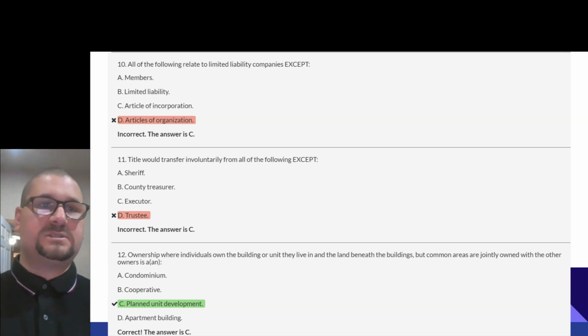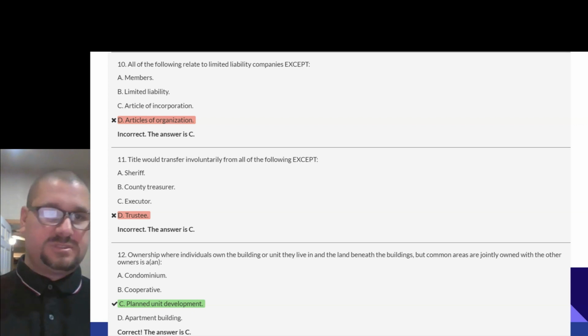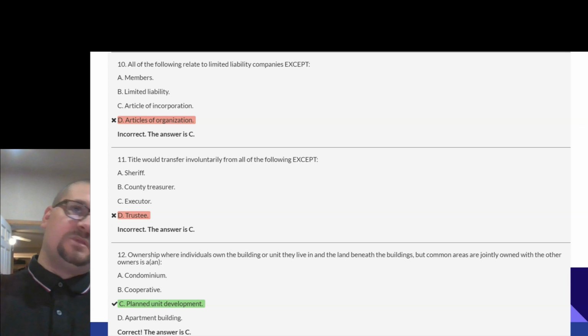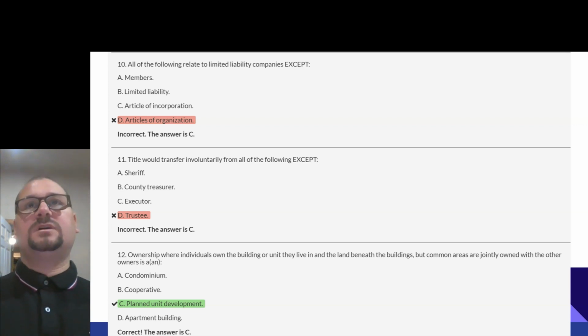So articles of incorporation, that's something else that you write down the purpose of things. So members, yeah. Limited liability, yeah. Articles of organization, yeah. Articles of incorporation, no, that's a separate document you write for like the purpose of the company. That's what you call the articles of incorporation.